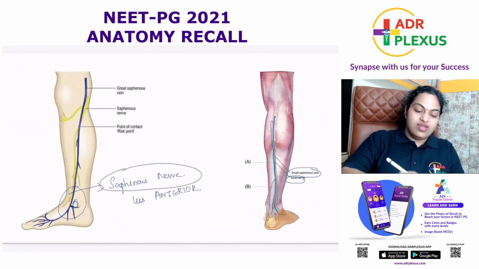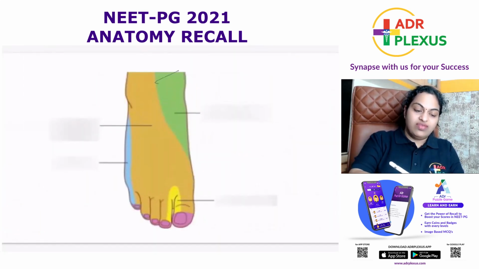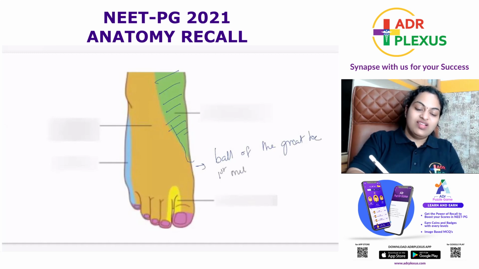Now, this saphenous nerve, you should know that this is the saphenous nerve innervation. Okay, so it innervates the medial aspect of the lower part of the leg and also the dorsum of the foot up to the ball of the great toe. What do you mean by ball of the great toe? That's the projection produced by the first metatarsophalangeal joint. Okay, the skin of the dorsum up to that area will be innervated by the saphenous nerve.